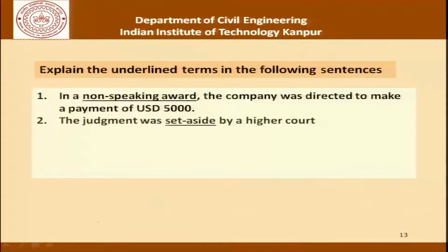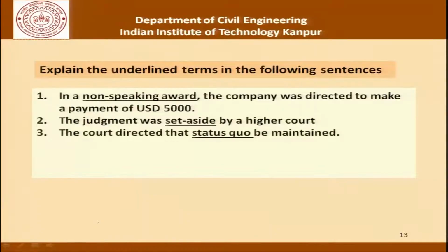The next sentence: the judgment was set aside by a higher court. Now, setting aside means overturned. That is, if the court decides something, makes an award, obviously somebody can go in appeal to a higher court and say that I don't think justice has been done. If the judgment is upheld, then that judgment holds, and if it is set aside, it does not hold.